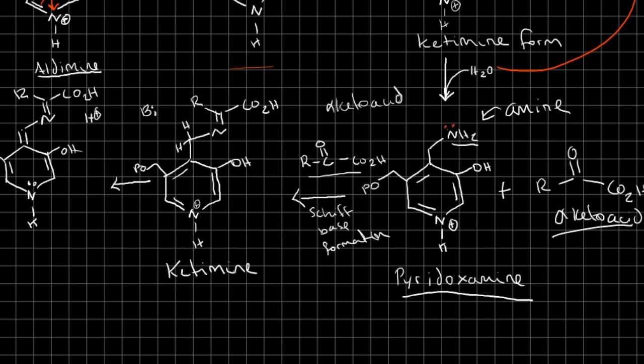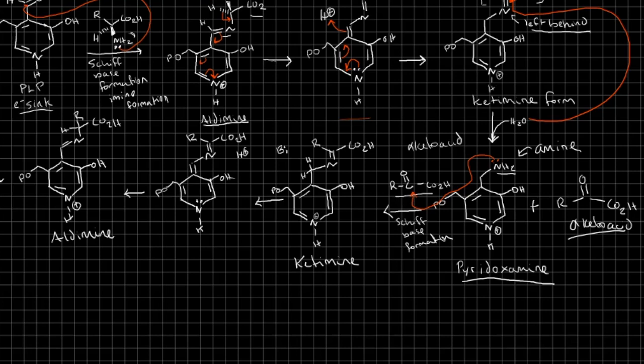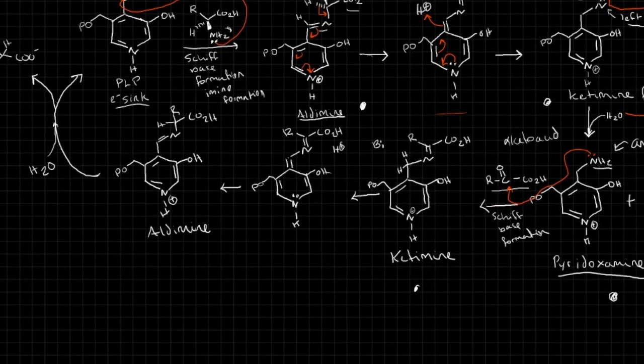And so this is why I like to name stuff and think about where I am, because you'll see I go from aldimine, yeah, I'm going to make that white. Go from aldimine here, then I go to ketimine, then I go to pyridoxamine, then I go back to ketimine. So it's going to be, you go back from where you came. All right, so once you have the ketimine, you're getting close. Now you actually have to go back to the aldimine form.